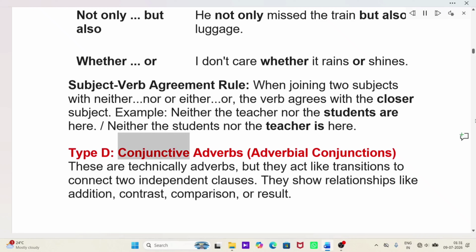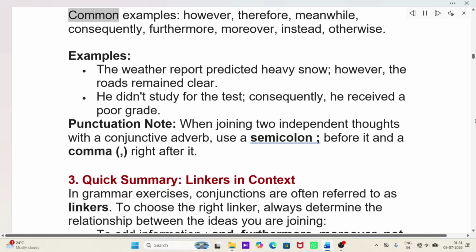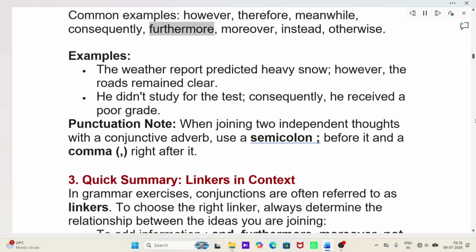Type D: conjunctive adverbs, adverbial conjunctions. These are technically adverbs, but they act like transitions to connect two independent clauses. They show relationships like addition, contrast, comparison, or result. Common examples: however, therefore, meanwhile, consequently, furthermore, moreover, instead, otherwise.